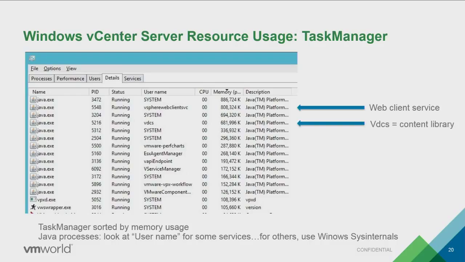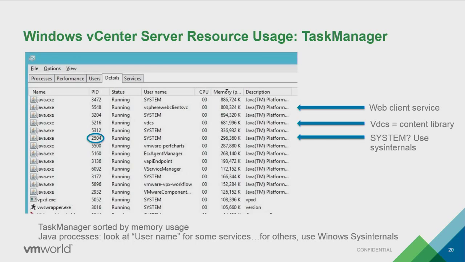This other service, its username is VDCS. It's a long story, but that's the content library and transfer service. Okay? Remember, you'll get these slides later, so you don't have to remember all of this. Now, this username approach helps for some of the services, but it clearly does not help for all of them. For example, this service, PID 2504, its username is system. What are you supposed to do to figure that out?